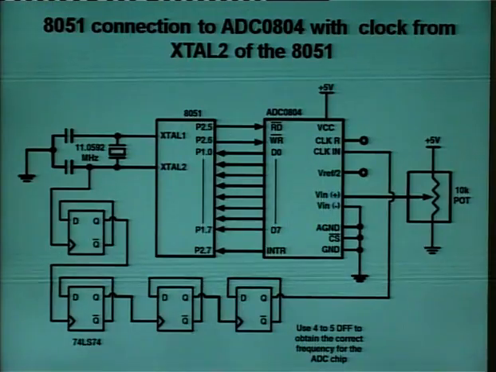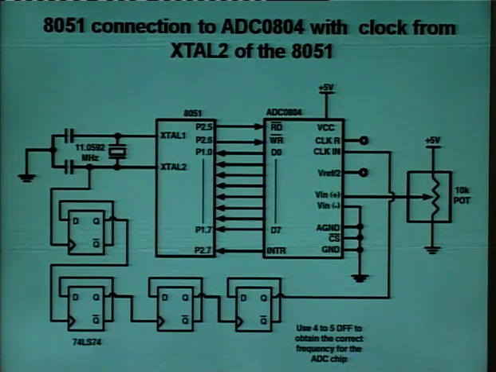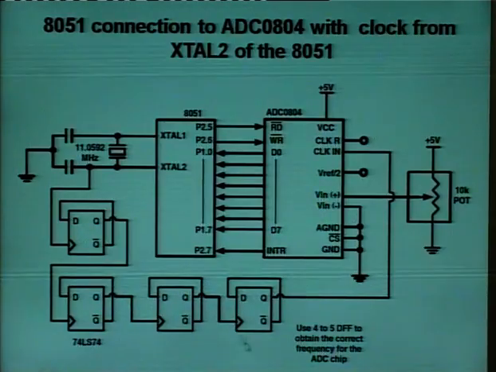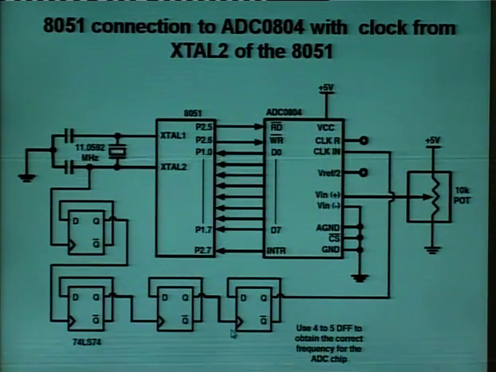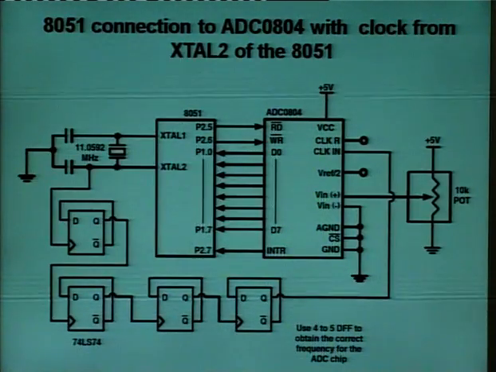A single D flip flop divides the frequency by 2 if we connect its Q bar to the D input. Q bar to D will divide the frequency by 2. So, we require 4 or 5 D flip flops to obtain the correct frequency.